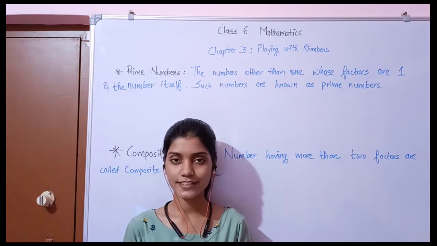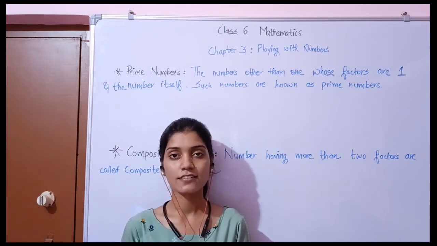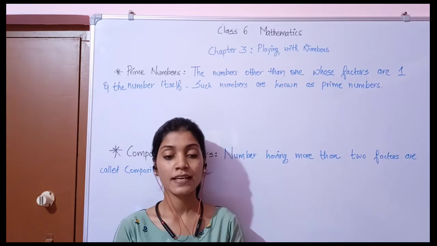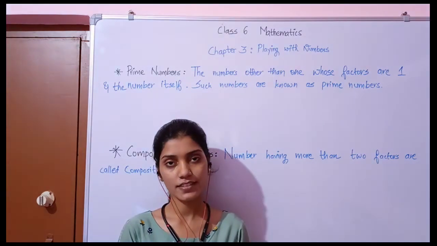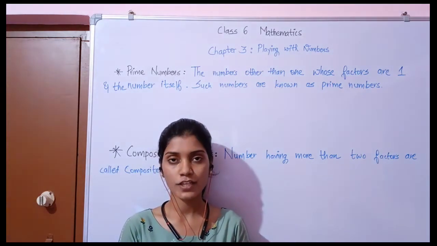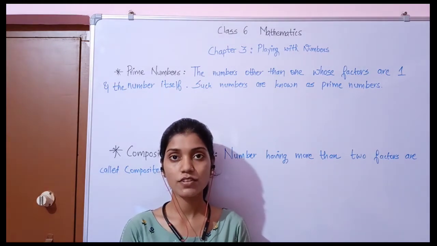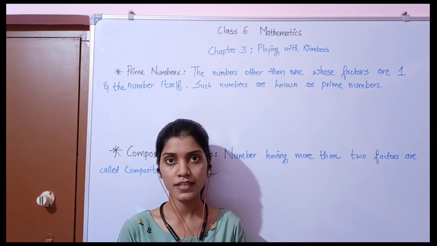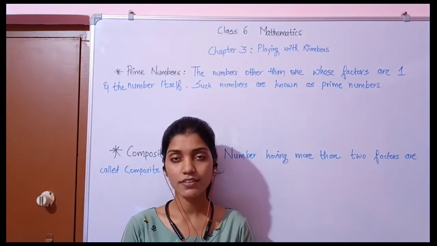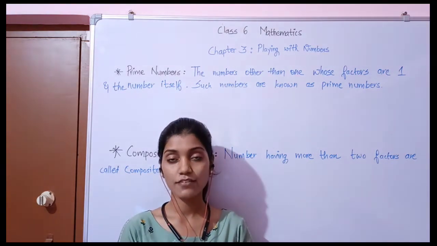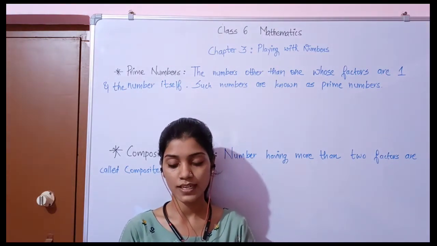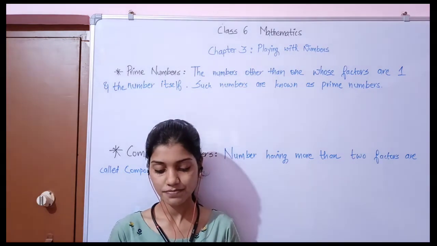As we know, we have already started chapter number 3, that is playing with numbers, right? In our previous class we discussed what are factors and what are multiples. We also solved some questions of exercise 3.1 and the rest of the questions I gave you as homework. Now let's see what is given ahead in our textbook. Everybody open page number 51. Let's see what is given.